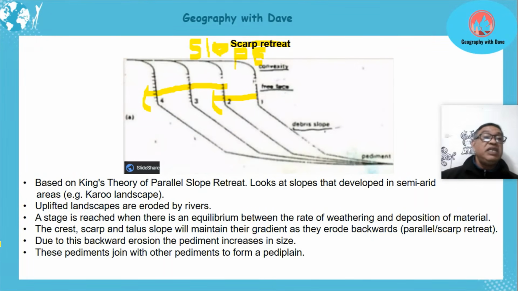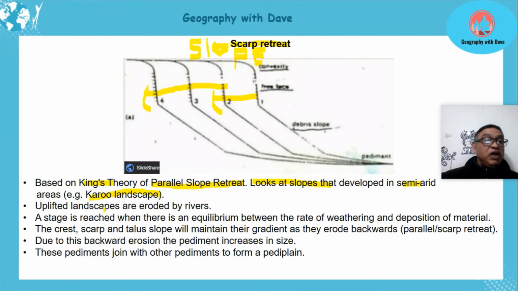Now, if you know Lester King, a famous South African geomorphologist, I in fact had an opportunity to meet him when I was fairly young and a student. Brilliant man, known worldwide also, but I wanted to point out he is South African. All right. Theory of parallel slope retreat. All right, he brought this. He looks at slopes developed in those semi-arid regions, for example, your Karoo landscape. All right, and he looks at how they retreated.